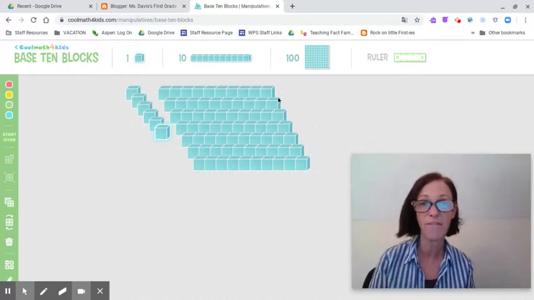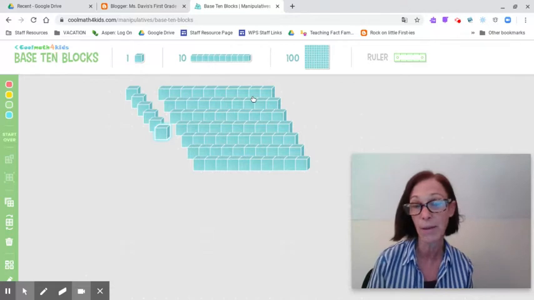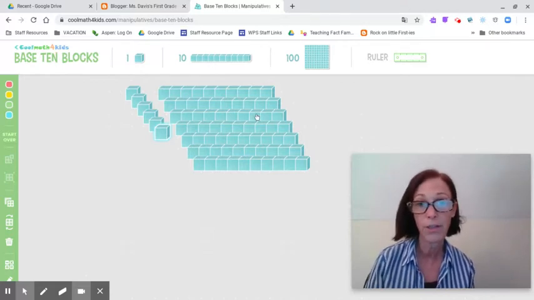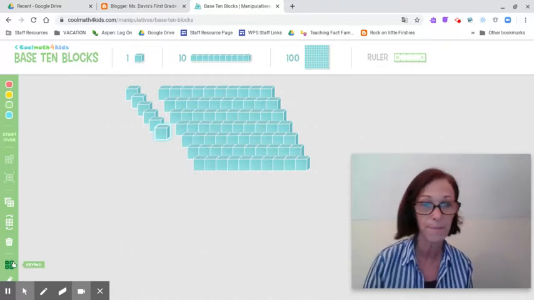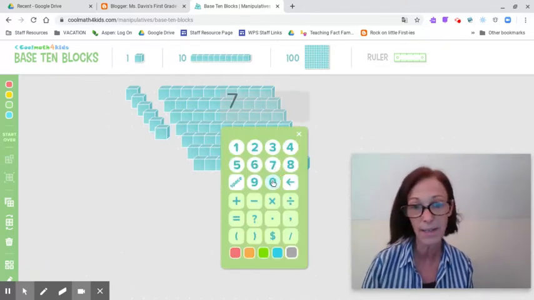So we have to find the value of this. So let's count it by tens, right? Because we're in tens. 10, 20, 30, 40, 50, 60, 70. I'm going to get my little keyboard. So the value is 70. I'm going to do it in expanded form.